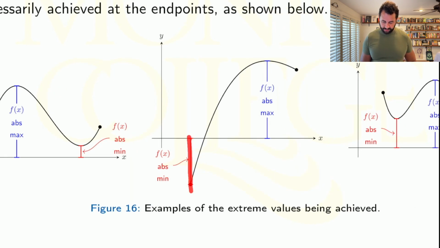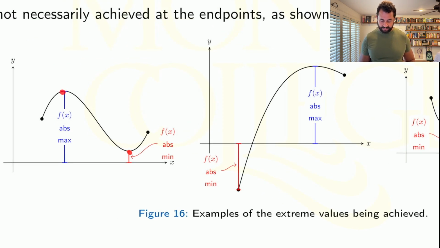Here's the absolute minimum. In this case, it's a negative value. That's okay. Here's the absolute maximum. Notice in these cases, the absolute max and min are not occurring at the endpoints. They're occurring somewhere inside the domain of the function, from here to here.